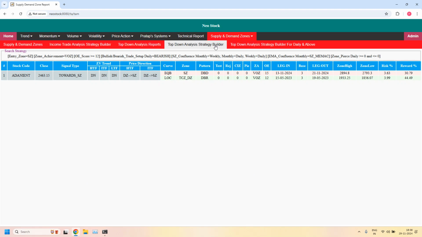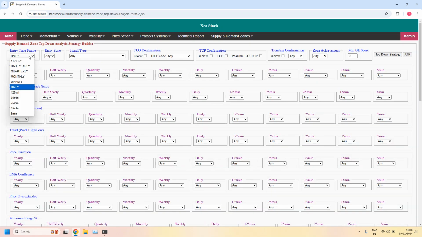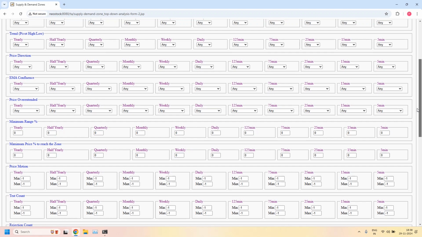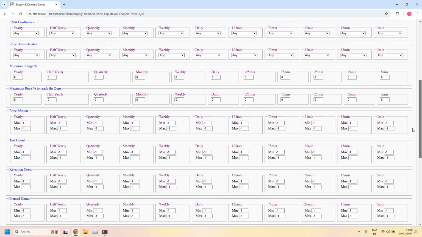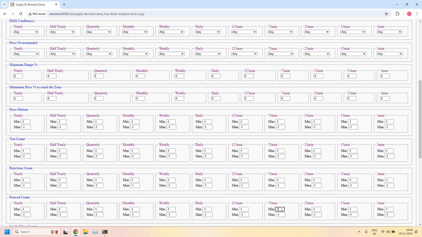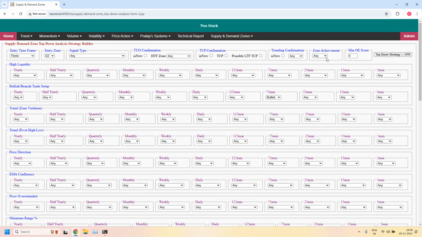Next, weekly income trade bullish trade setup. Entry time frame is 75 minutes. Entry zone is demand zone. In bullish or bearish trade setup, at entry time frame 75 minutes, I am selecting bullish. This 75 minutes demand zone should not be pierced. So in the pierced count at 75 minutes time frame, I am setting minimum value 0, maximum value 0. That means 75 minutes demand zone is not pierced.